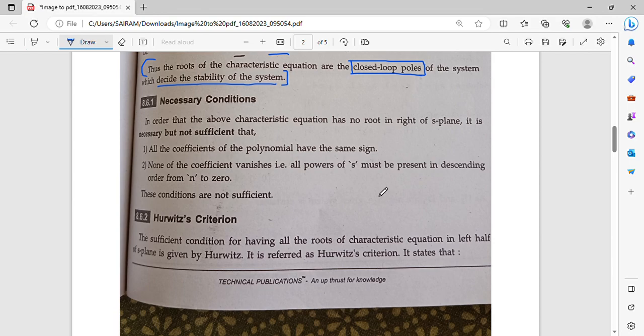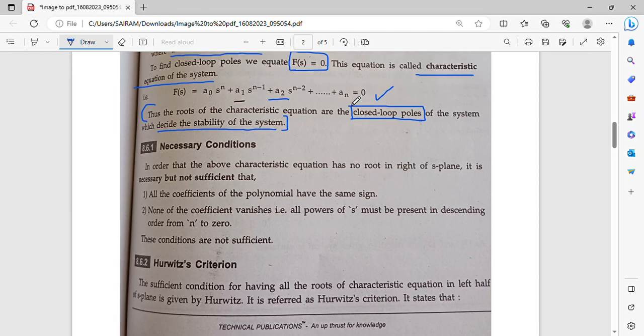So in the case of necessary conditions, see, in order that the above characteristic equation has no roots in the right half of the S plane. So we are trying to tell that in order that the above characteristic equation has no root in the right half of the S plane. So let us take this characteristic equation. So for this, we don't have any root in the right half of the S plane. So what is the right half? This is my right half of the S plane, and you don't have any root on this part, right?